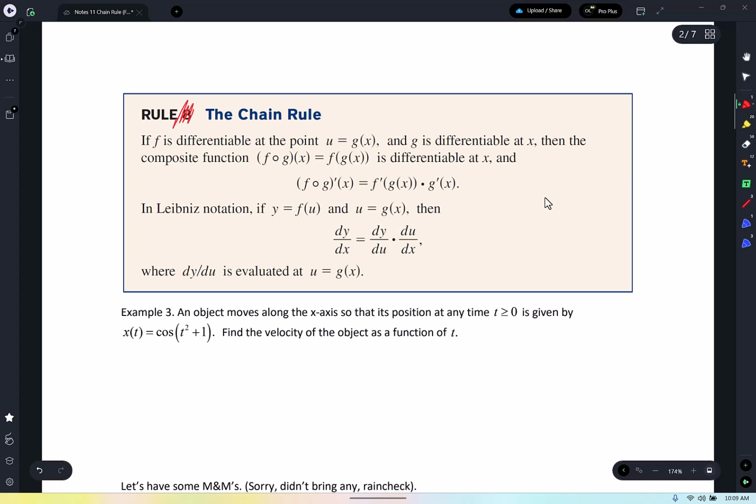So here it is, and it says rule 8. That's because it's coming from a textbook. We're not using our textbooks. We're just using these guided notes.